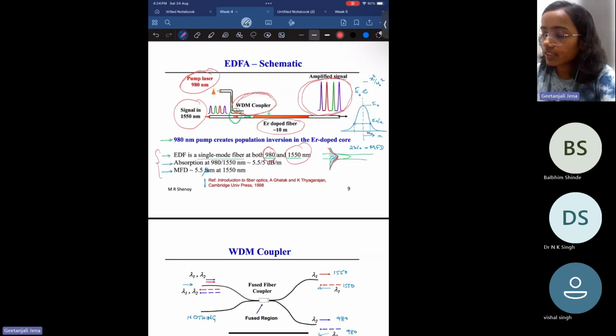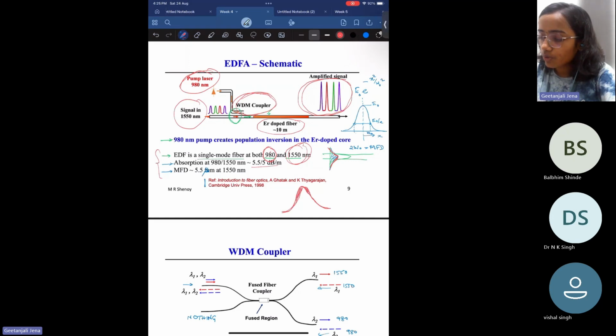So for both 980 and 1550, it behaves like a single mode fiber, so that most of the energy of this 980 and 1550 is localized in the core layer. And if you see, the absorption is around 5.5 dB per meter. The mode field diameter basically tells us about the extent of energy in the core layer. The fundamental mode is a Gaussian wave.